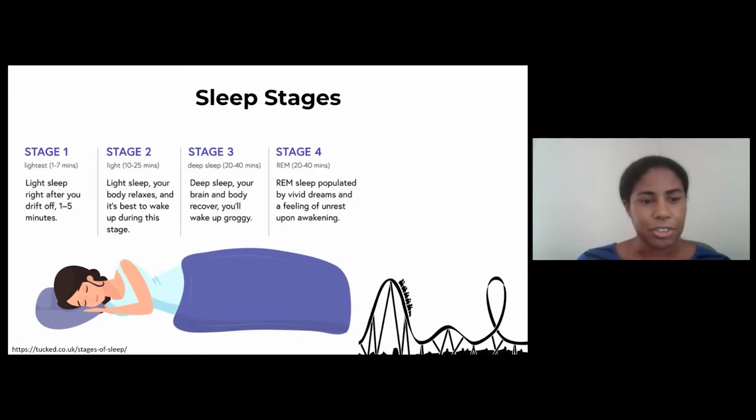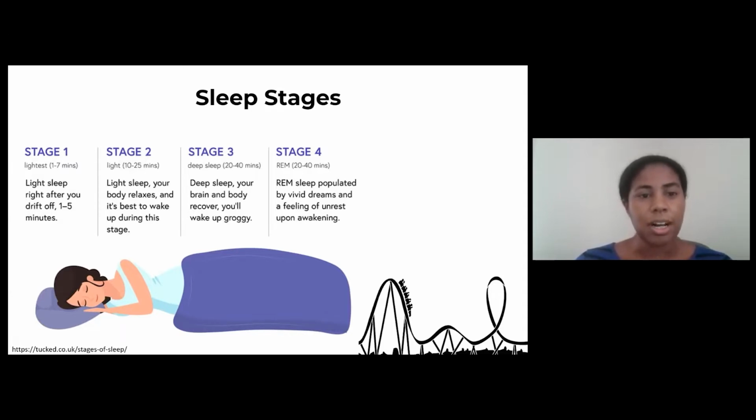It's right after you drift off. You can still hear voices. You may still have thoughts. If you were watching a movie and drifted off into this stage 1 and somebody were to wake you, you would swear, no, I was awake. So that's stage 1. And then stage 2 is a light, dozy type of sleep.